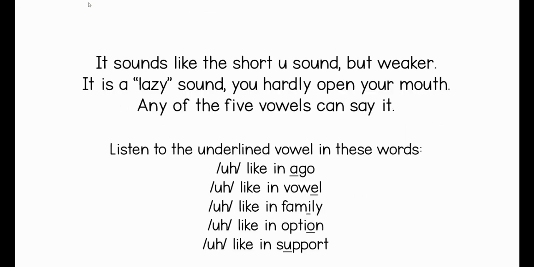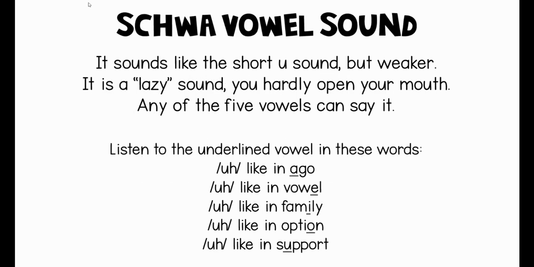Now the schwa is the vowel sound made in an unstressed syllable. The schwa vowel sound sounds like a short U sound, but it is much weaker. It's almost like a lazy sound because you hardly open your mouth, and any of the 5 vowels can say it. So here I listed 5 examples of that schwa sound in each of these words, so you can practice producing each word and that schwa vowel sound.